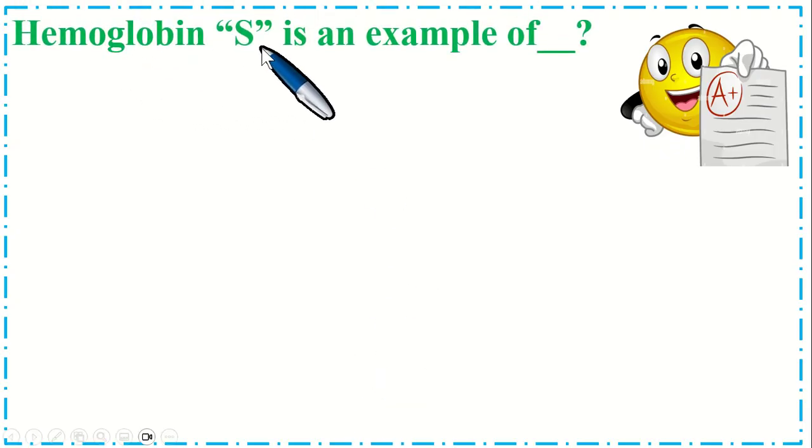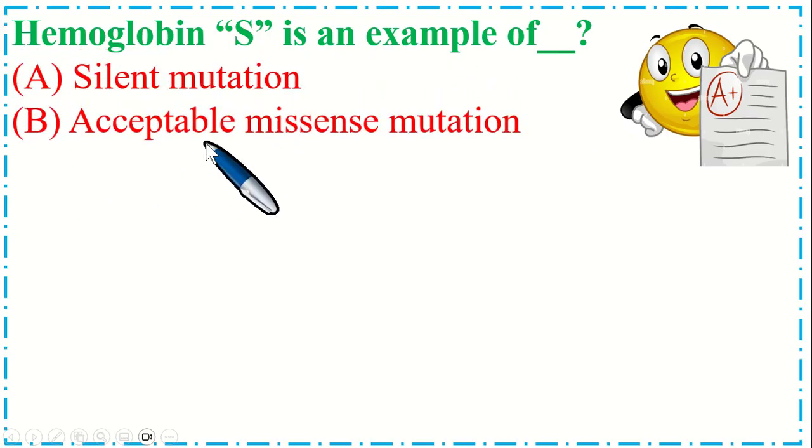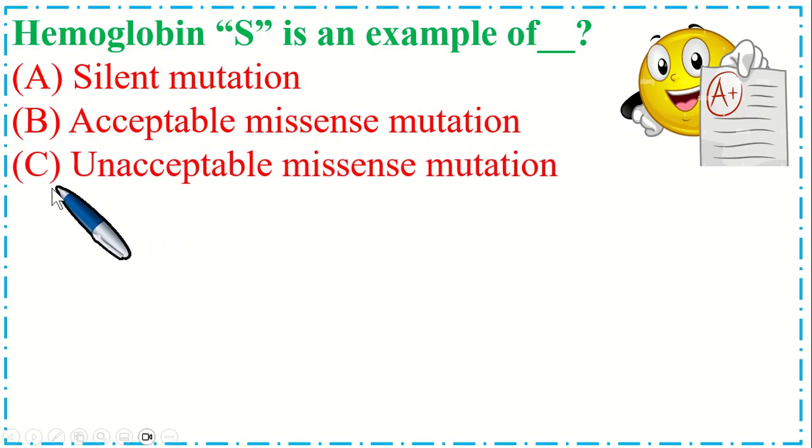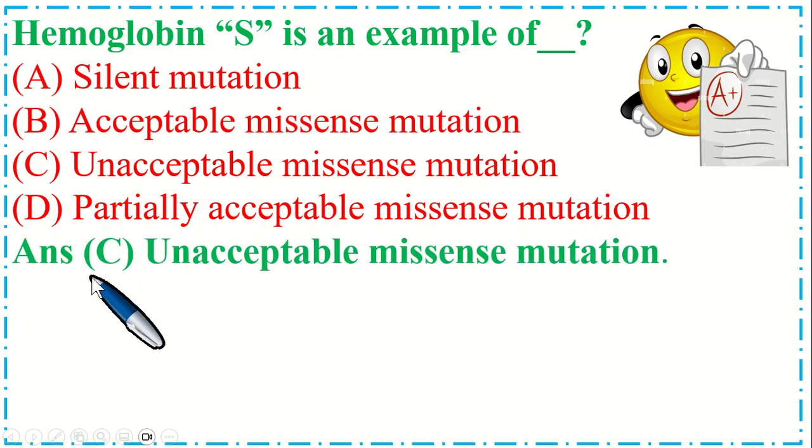Dear students, this is the last MCQ. Hemoglobin S is an example of dash. Option A, silent mutation, B, acceptable missense mutation, C, unacceptable missense mutation, and option D, partially acceptable missense mutation. So the correct option is C, unacceptable missense mutation.